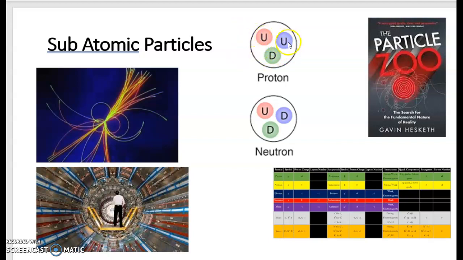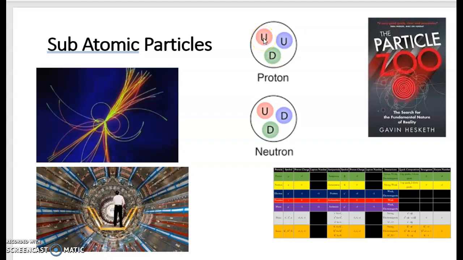Protons are comprised of two up quarks and one down quark, and neutrons are comprised of two down quarks and one up quark. Well, if you remember, protons have a charge of +1. Protons are positively charged, and neutrons don't have any charge. Neutrons are neutrally charged. So how do we get these two things that are made up of the same thing? They're both made up of quarks, but how is this one positively charged and this one doesn't have any charge?